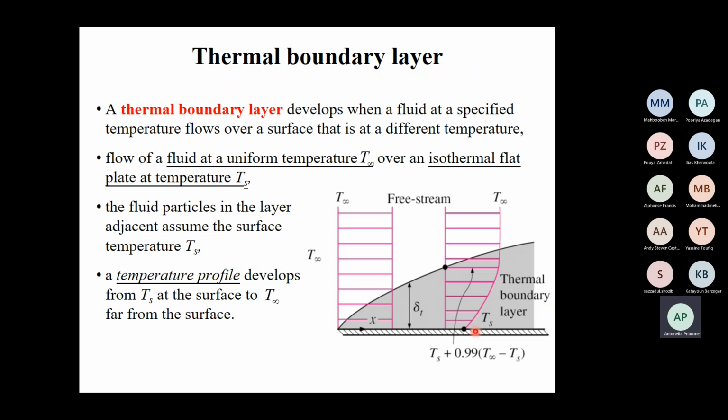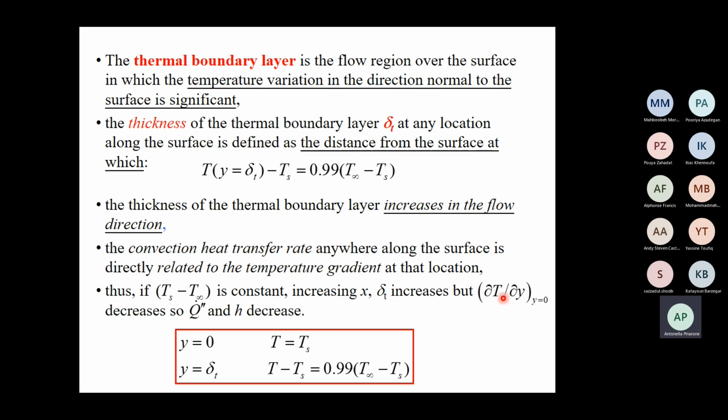I have to go from Ts to T infinite. Bigger is the thickness of this gray zone, that is the thermal boundary layer, bigger is the space along which I go from Ts to T infinite. So the gradient of the temperature in the y direction as an average is lower for increasing x, and also at the wall, so for y equal to 0, decreases if I move in the x direction. Is this point clear for all of you, up to this point?